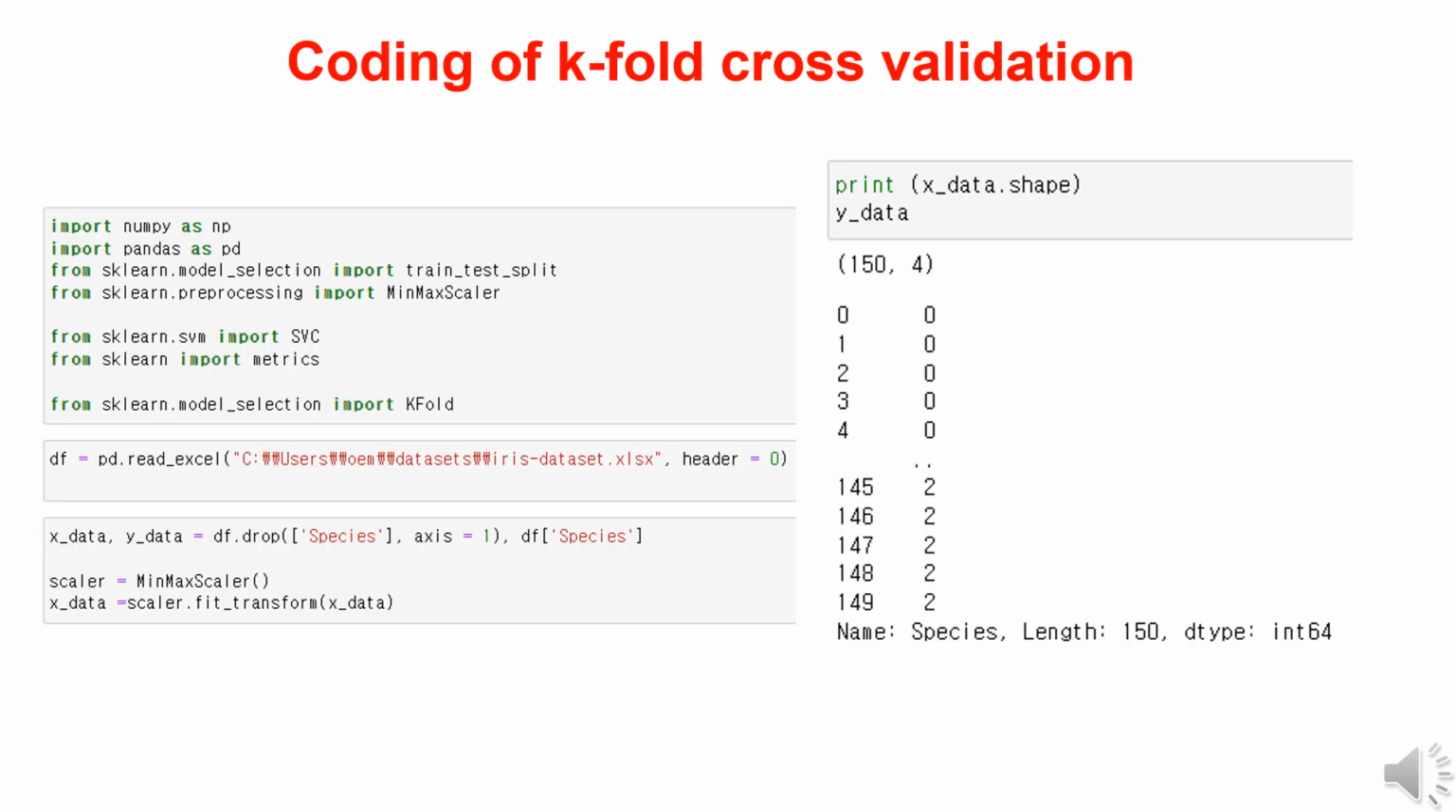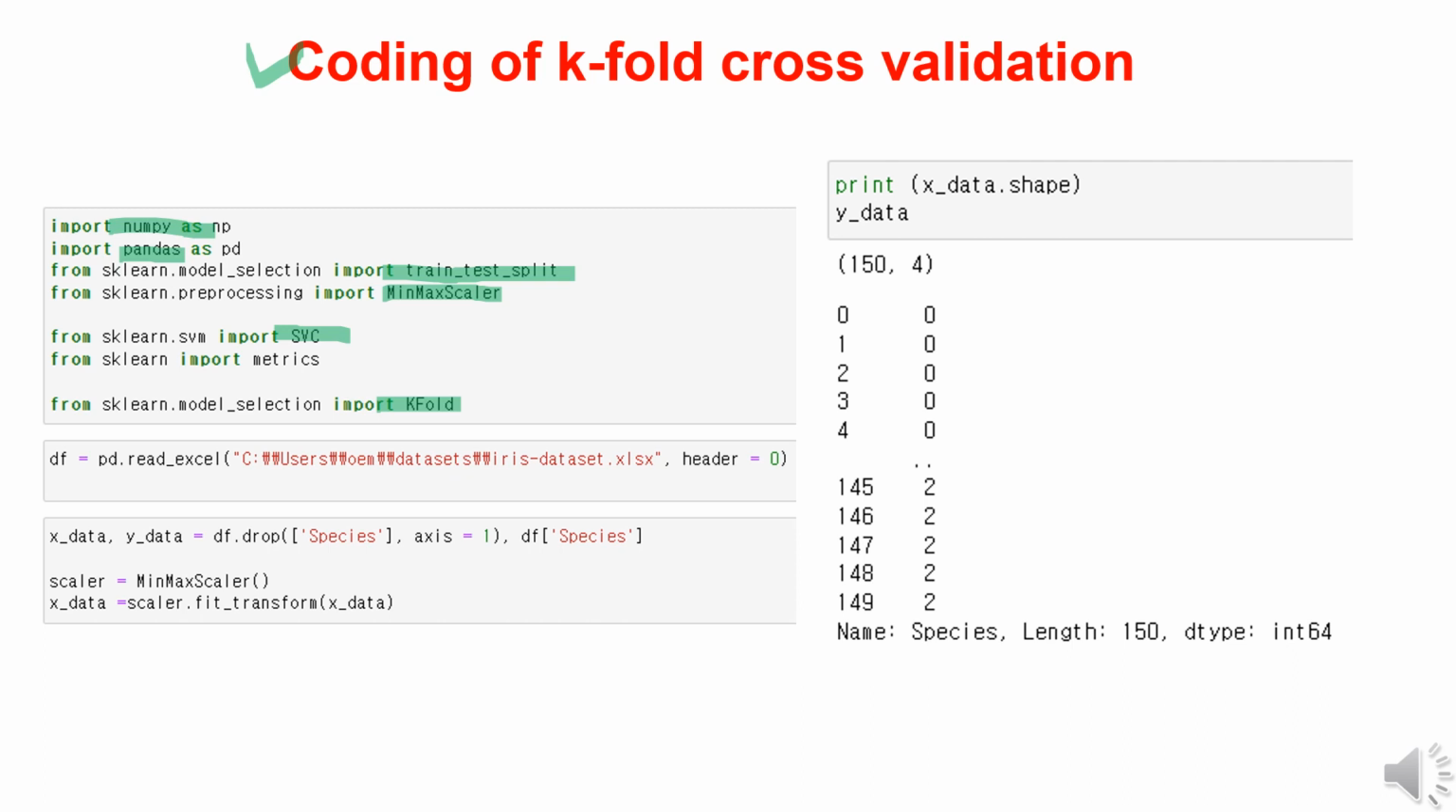Next, let's take a look at the coding file with k-fold cross-validation. This time, we are going to apply k-fold cross-validation to a model that uses the support vector machine algorithm to classify iris flower data. The Jupyter Notebook file for this is available on GitHub, so you can download it and run it yourself. In addition to the necessary libraries like NumPy, Pandas, and train_test_split, we also import MinMaxScaler for normalization. Then we import the SVC library and the KFold library.